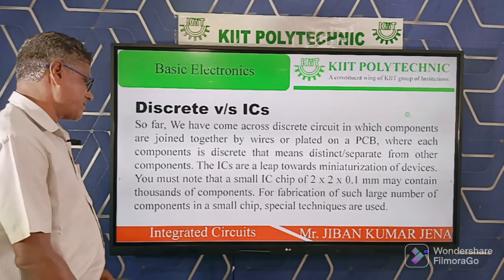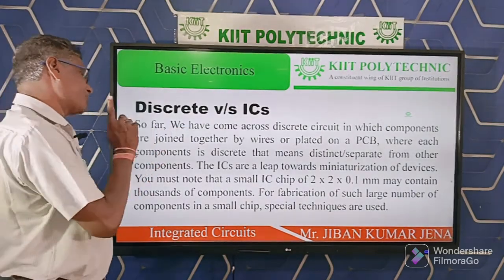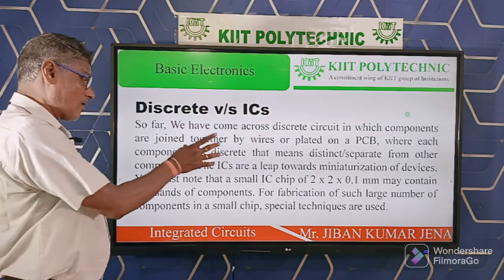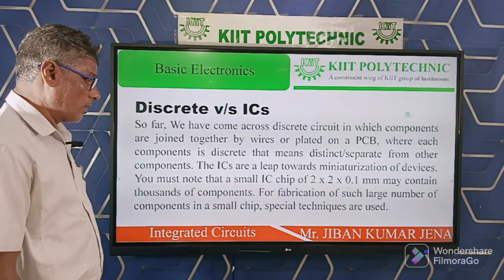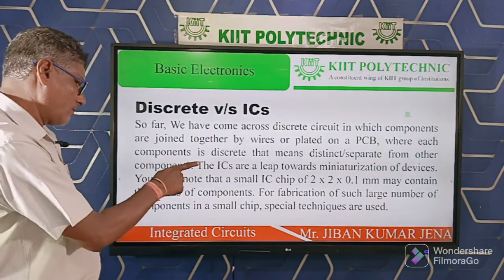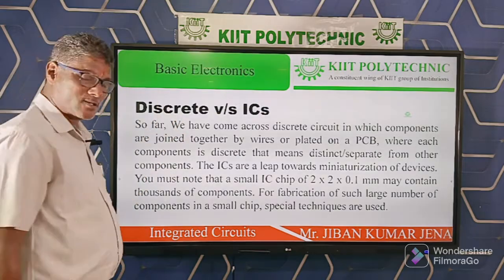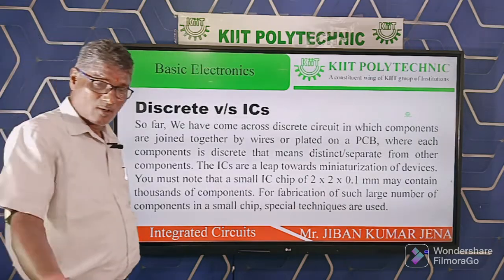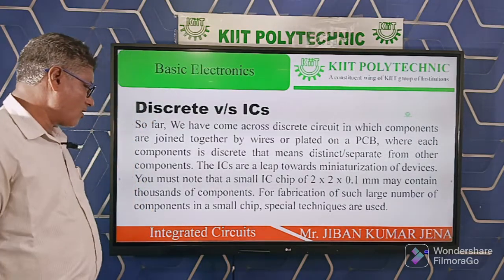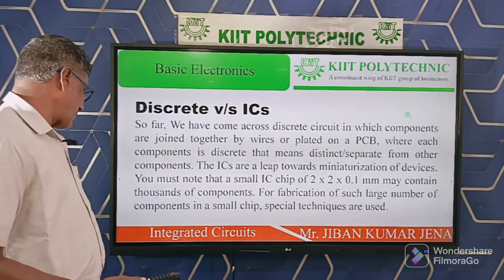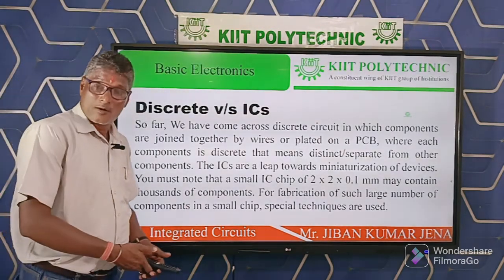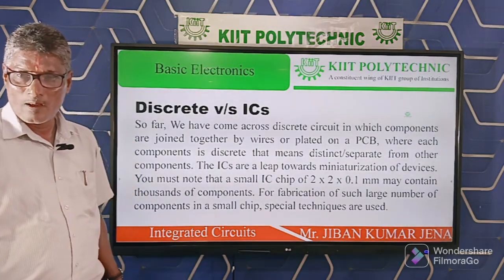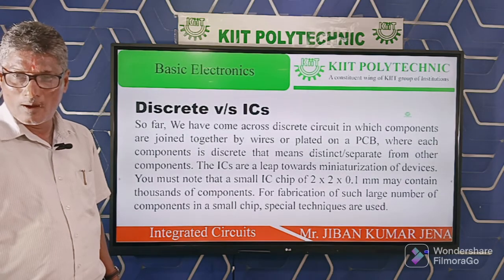But in the case of ICs, they are a lead towards miniaturization of devices. You must know that a small chip of 2 into 2 into 0.1 millimeter may contain thousands of components. That means thousands of resistors, thousands of capacitors, thousands of diodes, thousands of transistors, etc. For fabrication of such a large number of components in a small chip, special techniques are used.